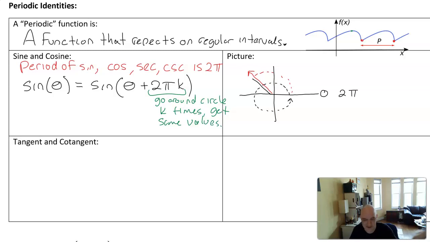That's what we mean by plus 2 pi k. You can even write plus or minus because you can go backwards around the circle and get the same values. Every time you go a full trip around, you'll get back to the same point. And we can write the same for cosine, so we'd write that cosine of theta is equal to cosine of theta plus 2 pi k as well. And we could write the same for secant and cosecant.